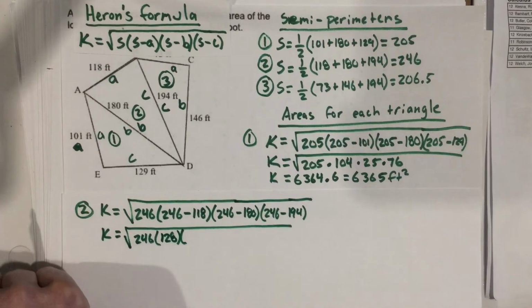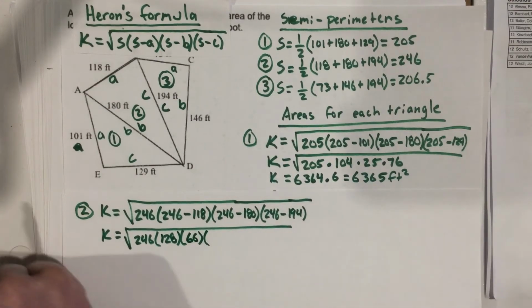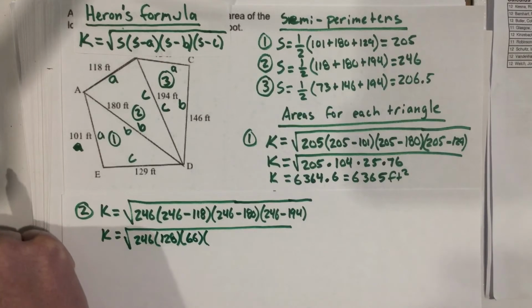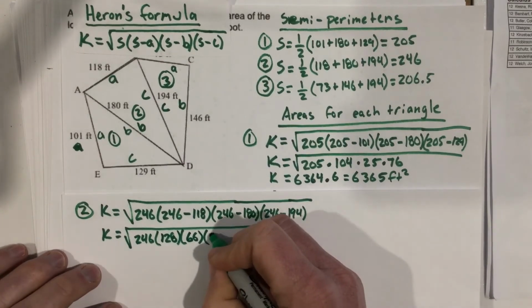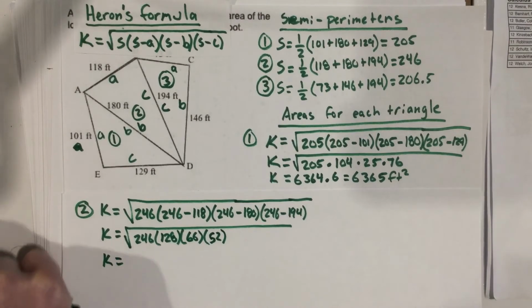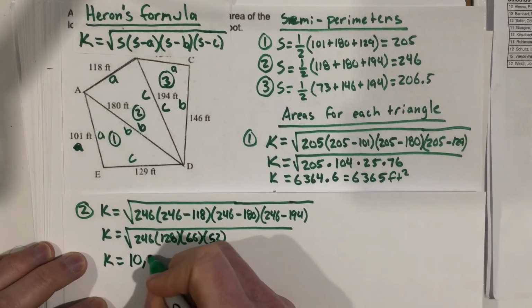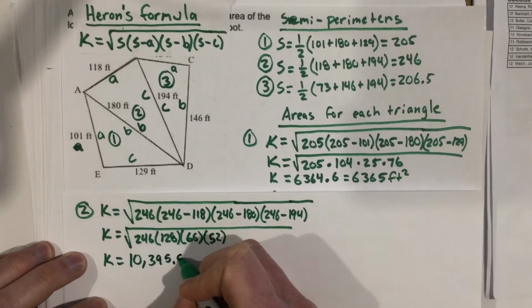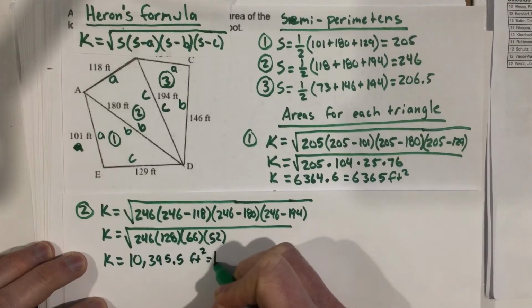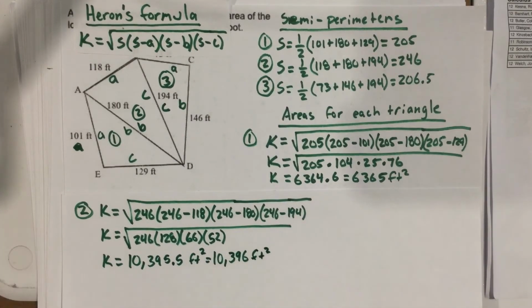246 minus 180, 66, times 246 minus 194. So that's 52. So K equals, if I multiply these together, 246 times 128 times 66 times 52. And then we do the square root. And I get, for that triangle in the middle, 10,395.5 feet squared. So I round that, that's 10,396, remember, to the nearest foot, feet squared.